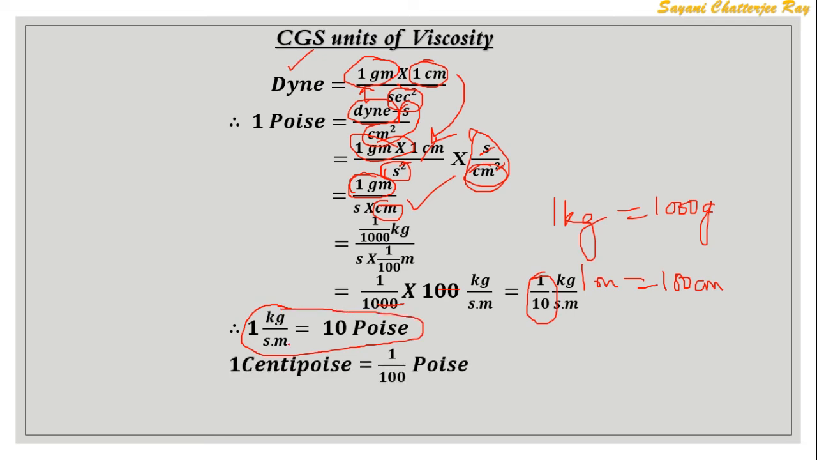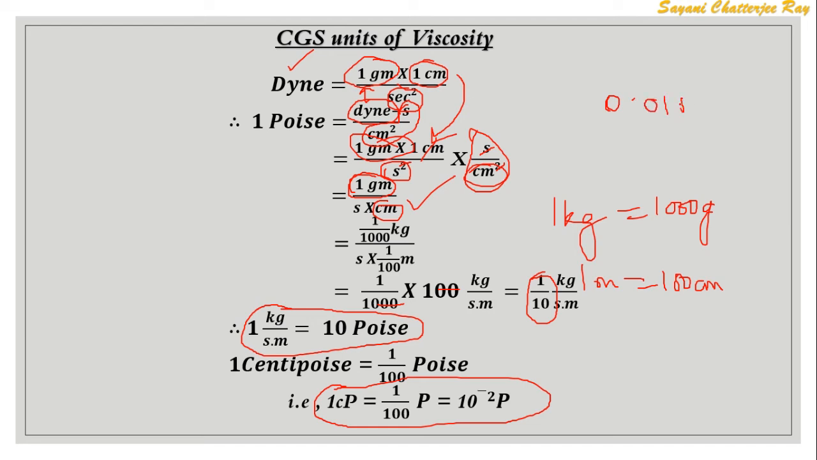Now 1 centipoise equals 1 by 100 poise, and 1 by 100 means 10 to the power minus 2. So 1 centipoise equals 10 to the power minus 2 poise. The viscosity of water at 20 degrees centigrade is 0.01 poise or 1 centipoise.